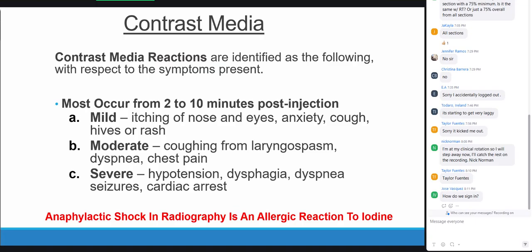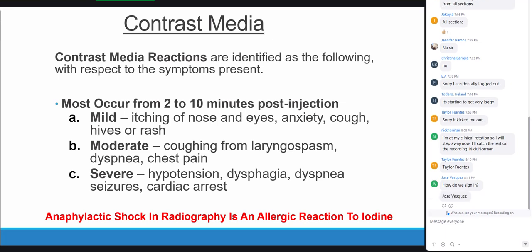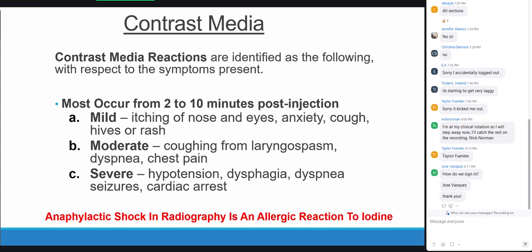Mr. Vasquez, just type your name into the chat like you're going to send a message. Just type Jose Vasquez and hit enter, and it'll put you in the chat. And now I've got you as attending.